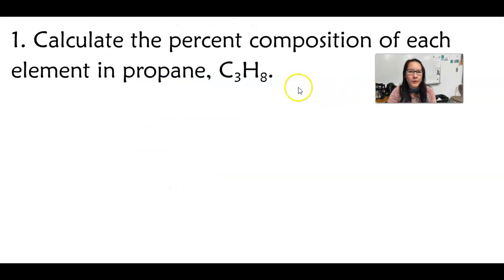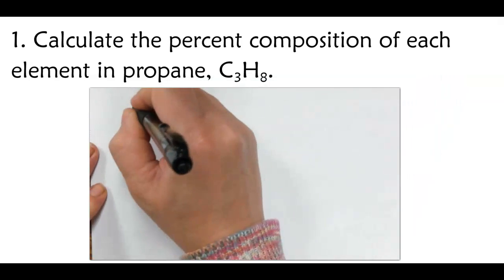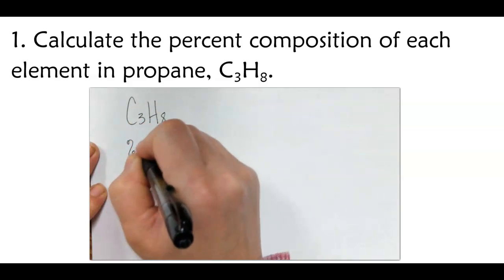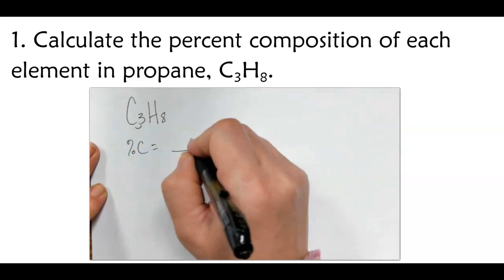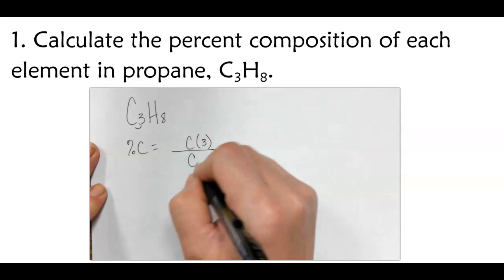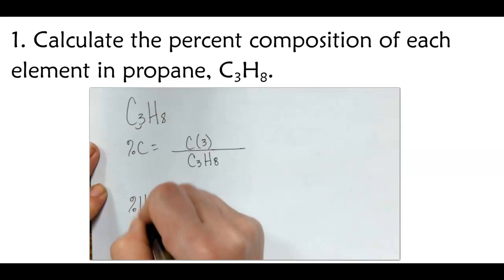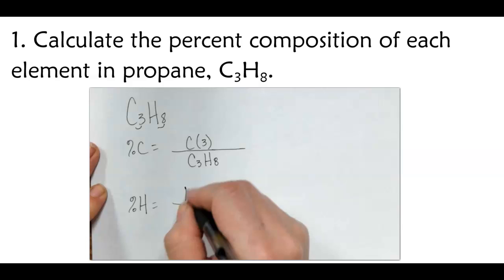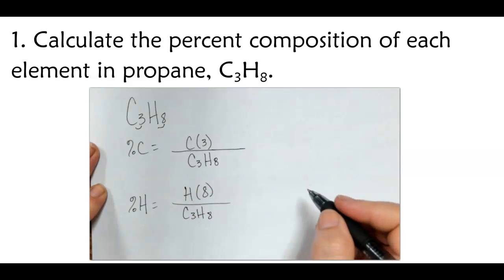So now let's do a few examples in your note packet. Calculate the percentage of each element in C3H8. So we'll start with the percent of carbon is equal to, there are 3 carbons, so it's going to be carbon times 3 over the molar mass of the entire compound. And to find the percentage of hydrogen, because there are 8 hydrogens, it's going to be hydrogen times 8 over the molar mass of the entire compound.